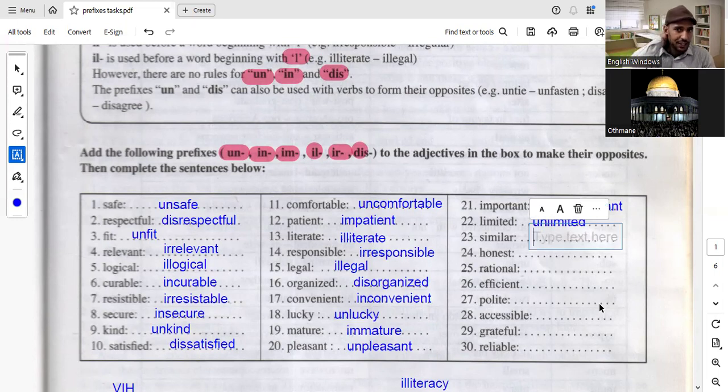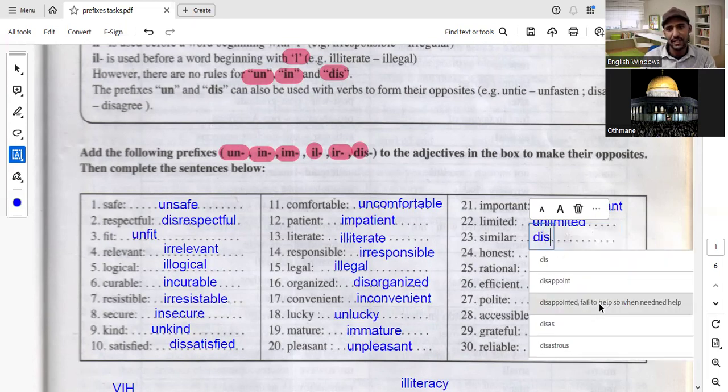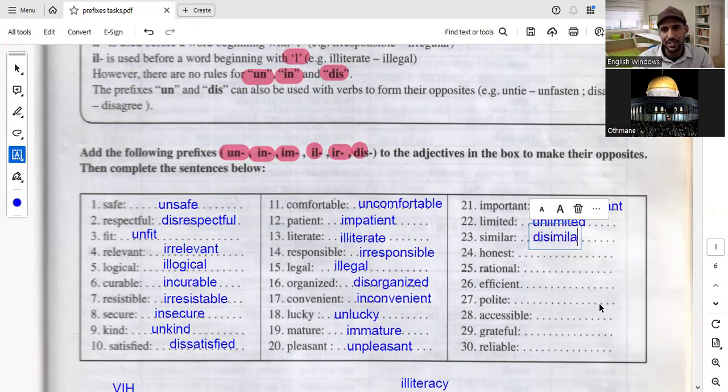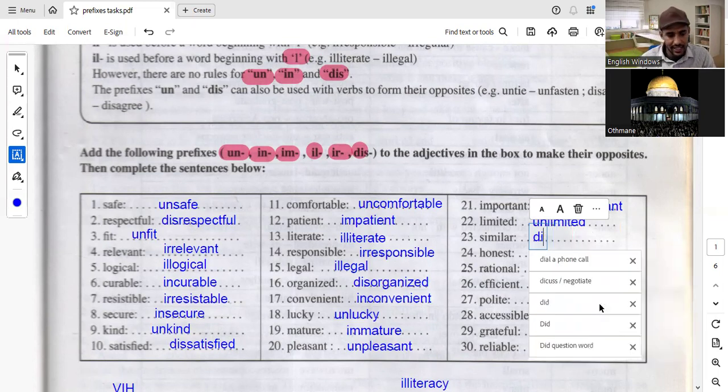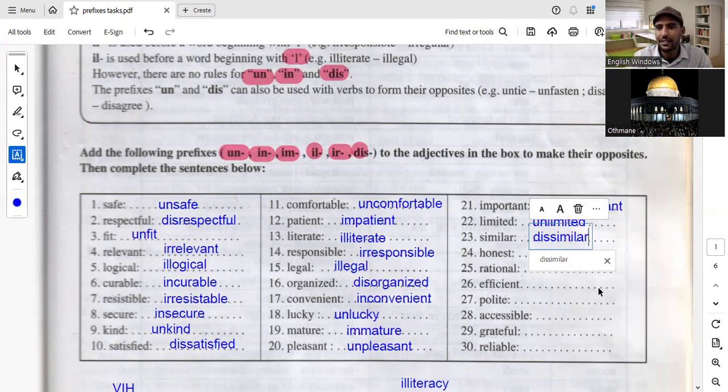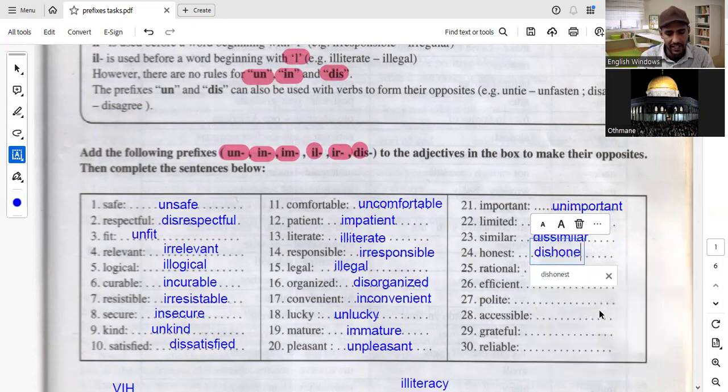Unsimilar? Not really. What did I say? I have given you an example of this before. Say dis. Dissimilar. Oh yes, I have already given this example, right? Dissimilar means not similar. Dissimilar interests, dissimilar objectives. Okay, so honest. Not really. Dishonest. Yes, dishonest. Honest, right? Dishonest means someone who is not telling the truth, or is not honest at all.